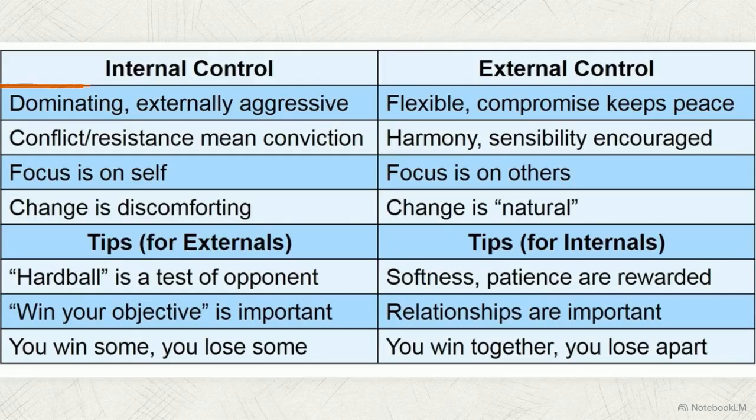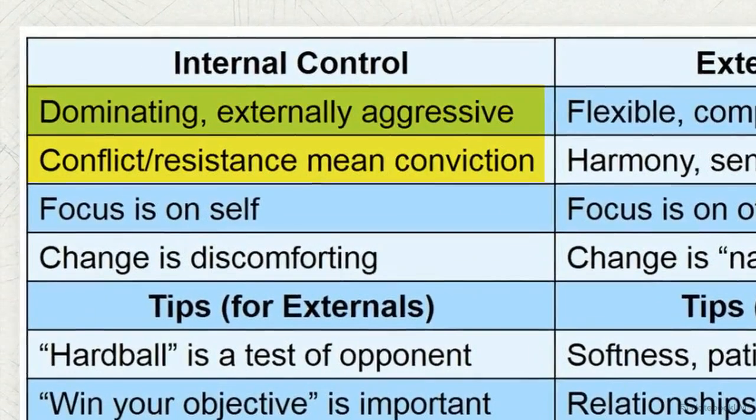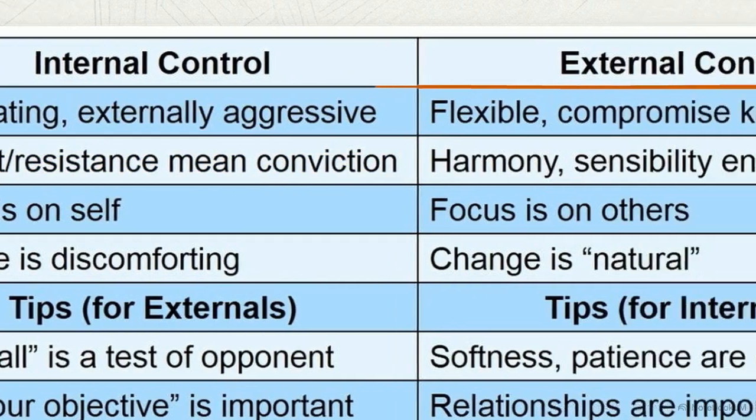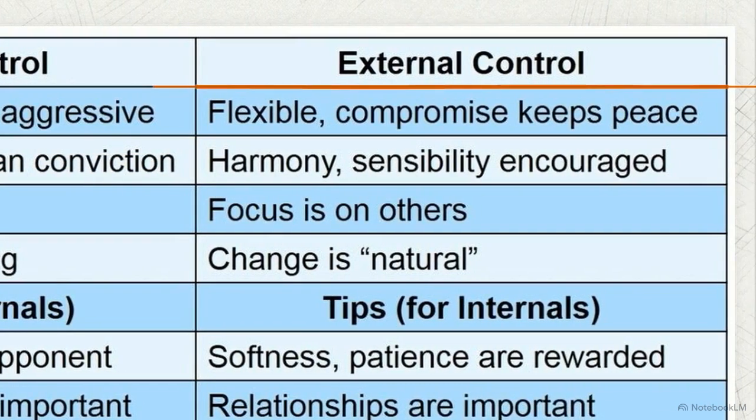The left column defines an internal control model, typical of U.S. multinationals. It emphasizes dominating the environment, capturing markets aggressively, and prioritizing internal conviction over outside conditions. The right column defines an external control model, often seen in Asian firms. This approach prioritizes harmony, flexible compromise, and adapting naturally to external market shifts.